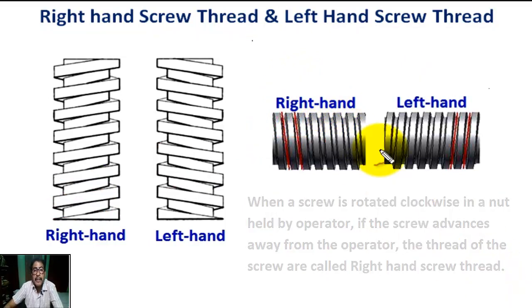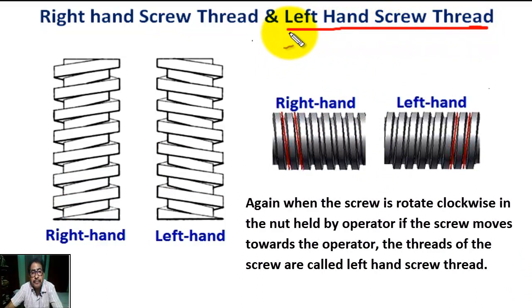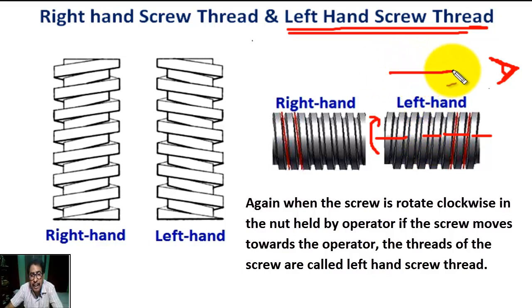Okay, now what is a left hand screw thread? If the operator is in this position, and the screw is rotated in the clockwise direction in a nut held by the operator, if the screw moves towards the operator, the threads of the screw are called left hand screw threads.